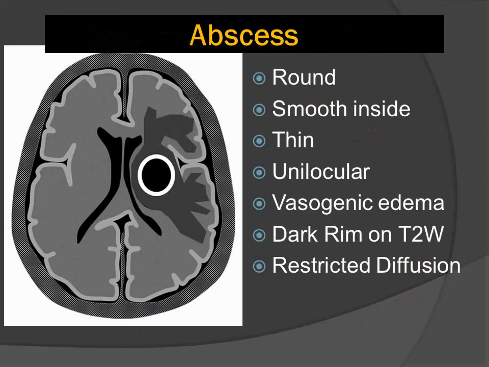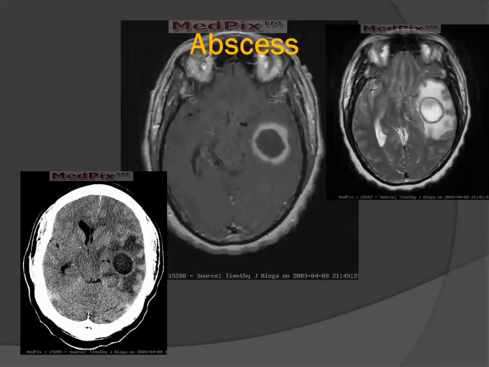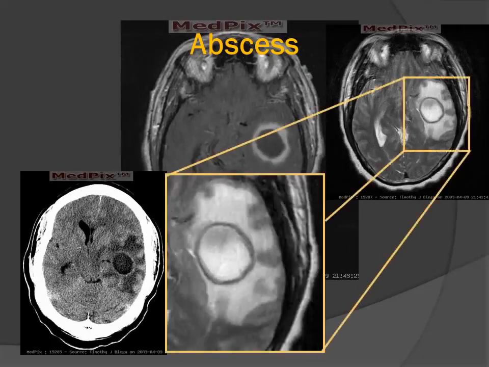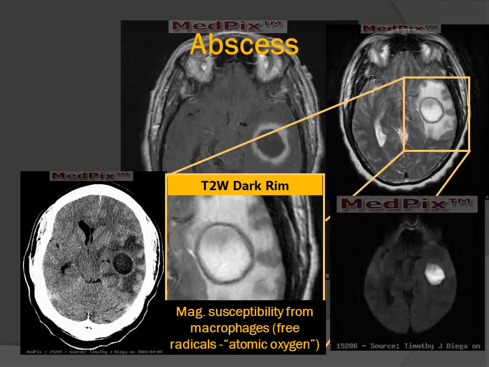So abscesses are usually round and smooth with a thin rim, unilocular, surrounding vasogenic edema that's typically very extensive. The rim may be hypointense on T2, and there will be restricted diffusion on a diffusion-weighted image or ADC map. Abscesses characteristically have a smooth inner margin because pathologically we're looking at the rim of granulation tissue surrounding the pus and the coagulation necrosis. The hypointensity of the rim is oftentimes described as being due to macrophages that have free radicals or atomic oxygen. And of course we look for the characteristic pattern of DWI bright hyperintensity due to the presence of restricted diffusion in the pus.